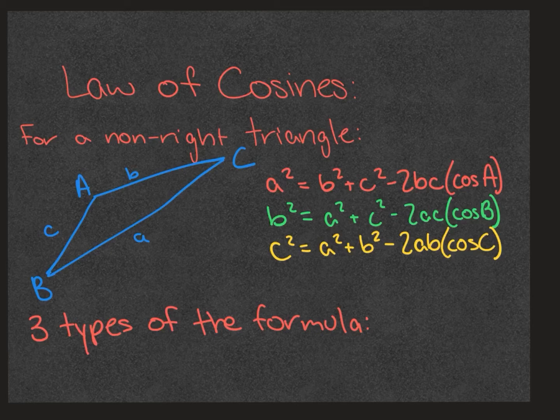Now, we use these to find the missing sides or the missing angle. If you notice, all my lowercase letters are my sides, and my capitalized or uppercase letters are my angles. So what is in that cosine A piece is always going to be what goes with that missing side. So let's continue with the video.